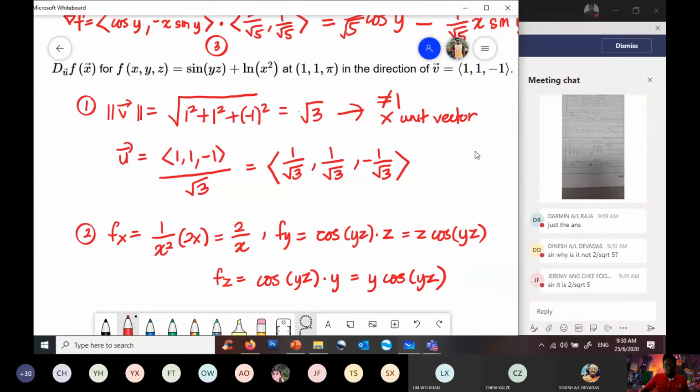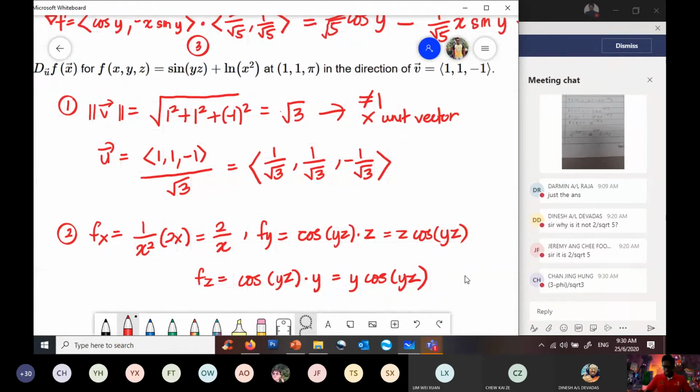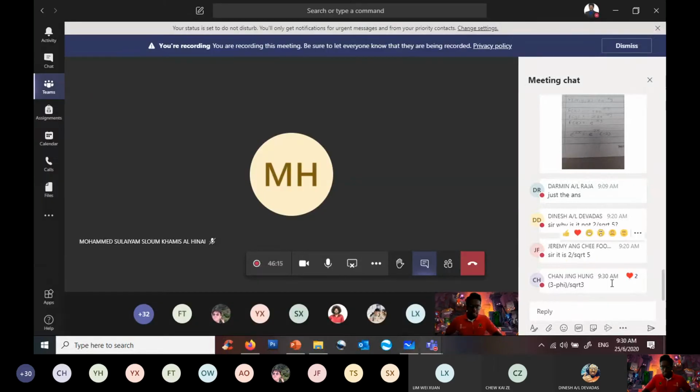Any signs so far? Anyone getting closer? Alright, there we have it. 3 minus pi over square root 3. Yes, correct. That is the answer. Let me just write it here. You would have gotten 3 minus pi over square root 3. Yes. Nice. So how about the others?